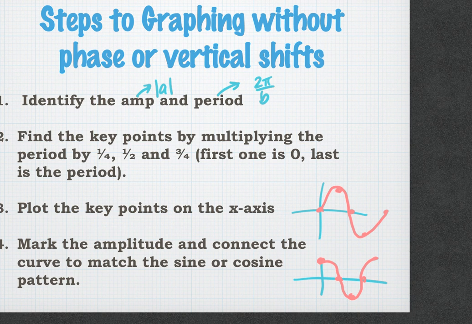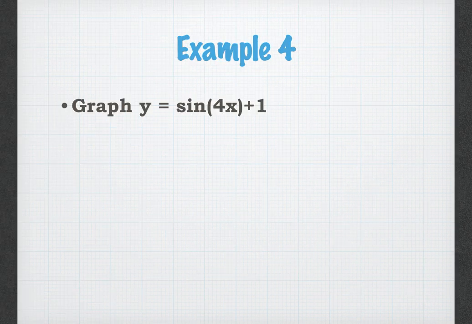Then we added a vertical shift. So if it was something at the end that said +1 or -1, separate from the trig function, not in parentheses, then it takes my curve and it shifts it up and down. If there was a negative on the front, we flipped it upside down. Like that's all the stuff we've already done. So we're going to do this one together. This obviously has no phase shift, which is what we're getting to next.